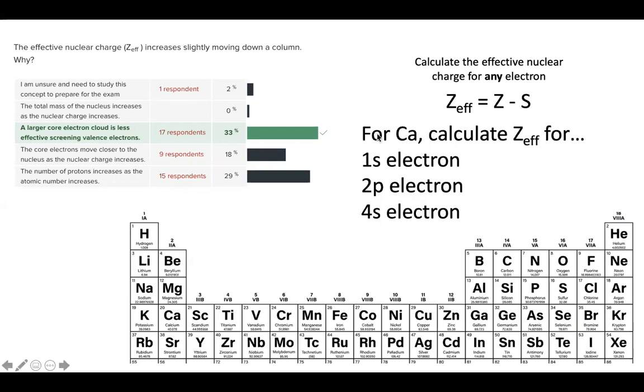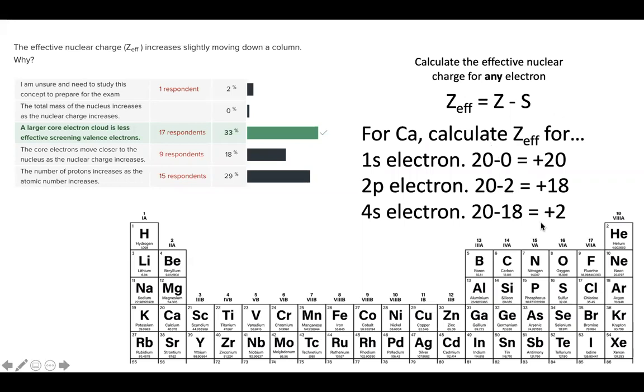So if I were to calculate the effective nuclear charge, let's say for calcium, I could calculate the effective nuclear charge for, well, maybe one of its 1s electrons, its 2p electron, its 4s electron. You could pick any of the different electrons that calcium has and calculate an effective nuclear charge for it. For each of those, you take the number of protons, so I see 20 protons for calcium, and subtract the shielding electrons. So for a 1s electron, there are no shielding electrons. There are no electrons that have a smaller principal quantum number. So for those electrons, effective nuclear charge would be 20. If it's for a 2p electron, well, I have 2 electrons that are in a smaller principal quantum number, 1s2. So those would both be considered shielding.